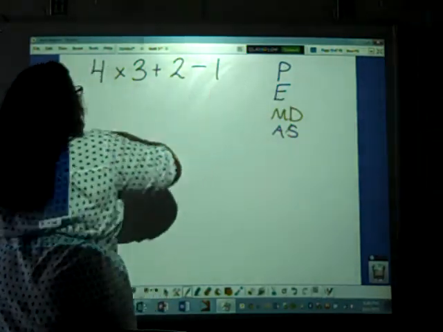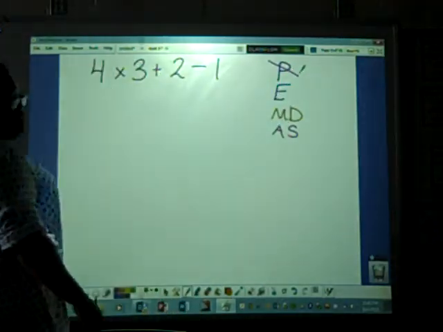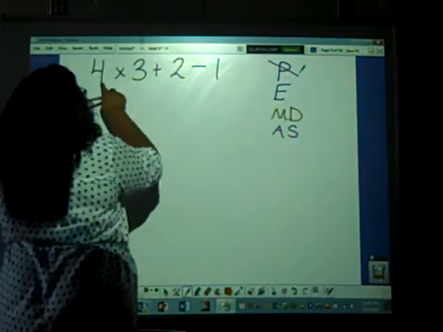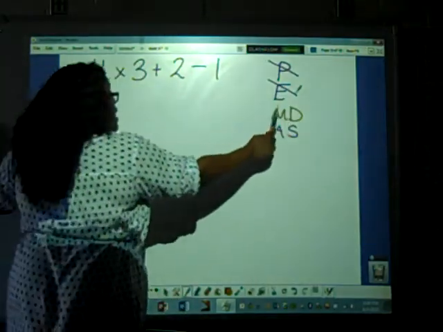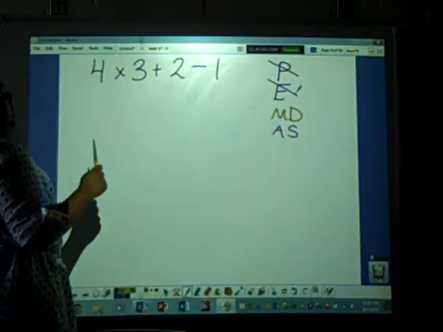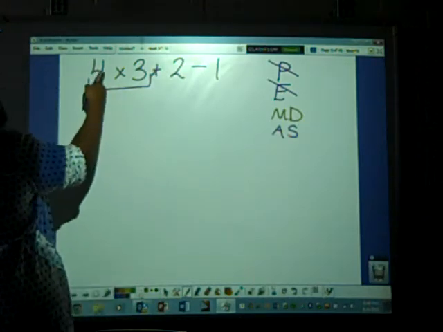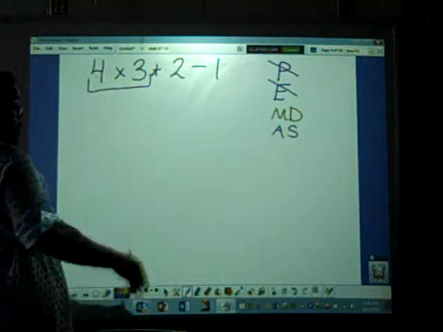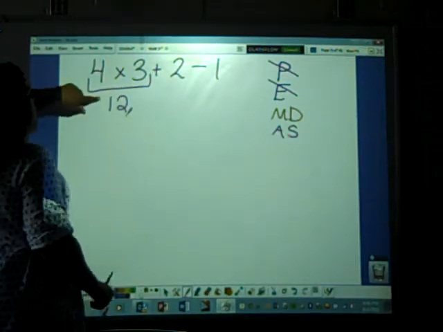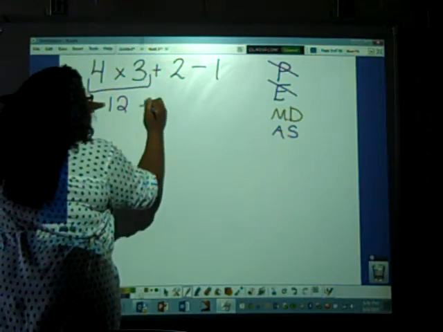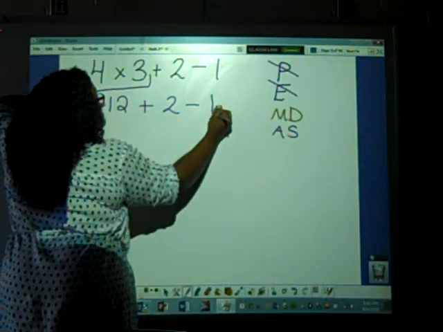Check. Do you have parentheses? No. Moving on. Do I see exponents? No. Moving on. Do you see multiplication or division? Why, yes, I do. It's right there. 4 times 3 equals what? 12. I put my 12 down here, and then I remember to bring down everything else that I did not use.